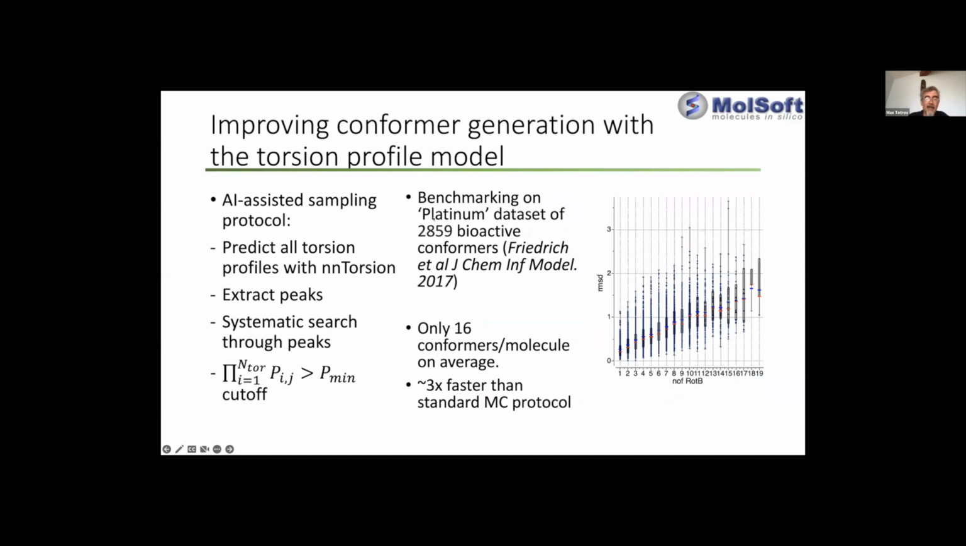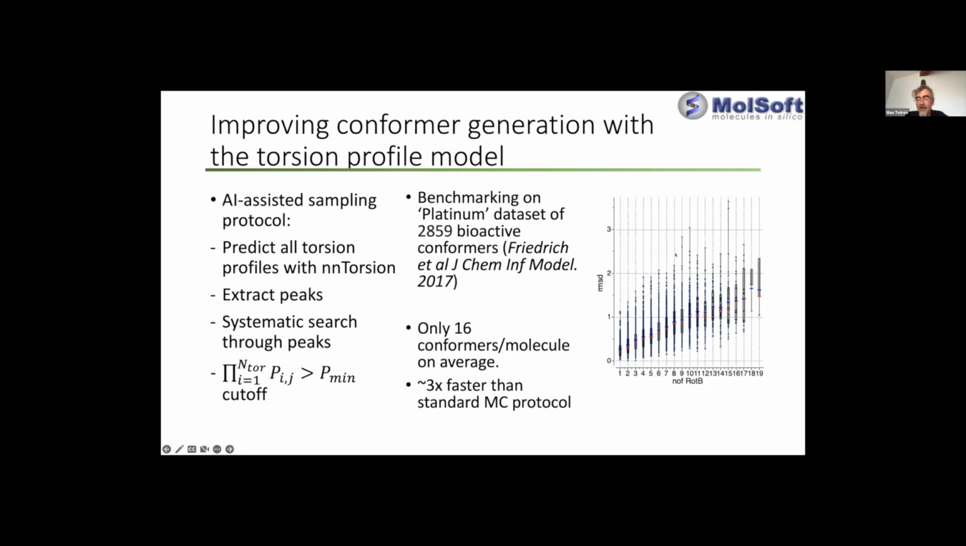We tested this on the Platinum benchmark. This is a benchmark that was applied to evaluate a variety of algorithms like OMEGA, etc. And we find that it performed quite well. Here is a summary plot, showing how close we get to a bioactive conformer with our conformers.